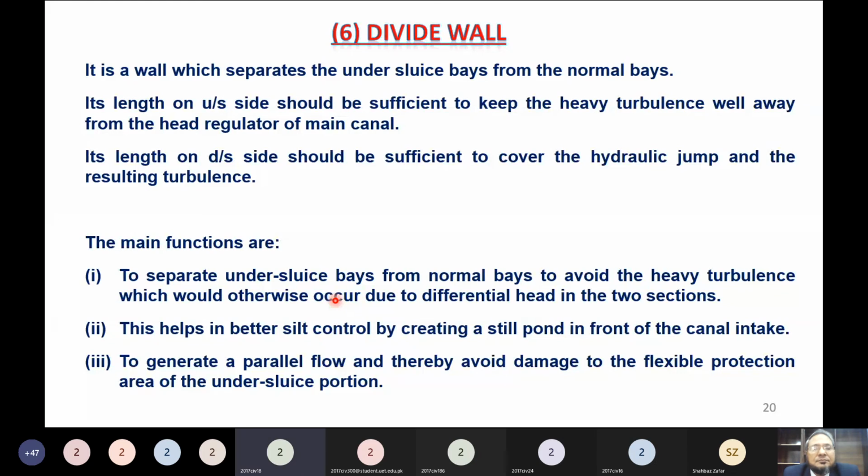Sir, you mean the functions of the divide wall, the last one. Yes, sir. Due to the difference in levels, there are flows and a lot of turbulence will be produced. If you put a wall, then we can separate these two flows, and the flexible aprons can be protected well. But if the waters are mixed, then it is difficult to protect them.